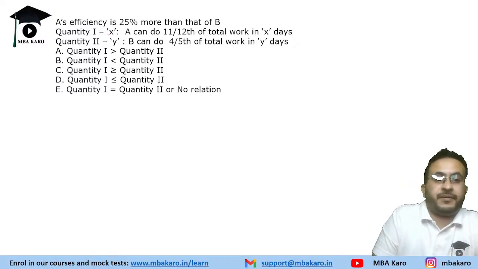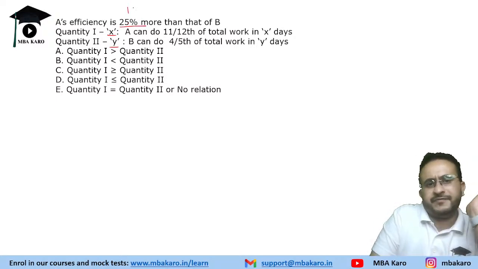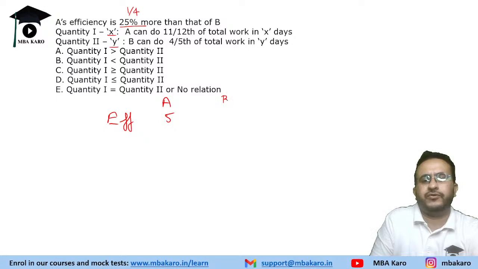ठीक है, हमें X और Y कंपेयर करना है. कैसे करेंगे? A's efficiency is 25% more. अब इसको वेरिएबल कैसे लेंगे? 25% is one fourth more. सो एफिशिएंसी ले लो, A की एफिशिएंसी ले लो 5, B की ले लो 4.